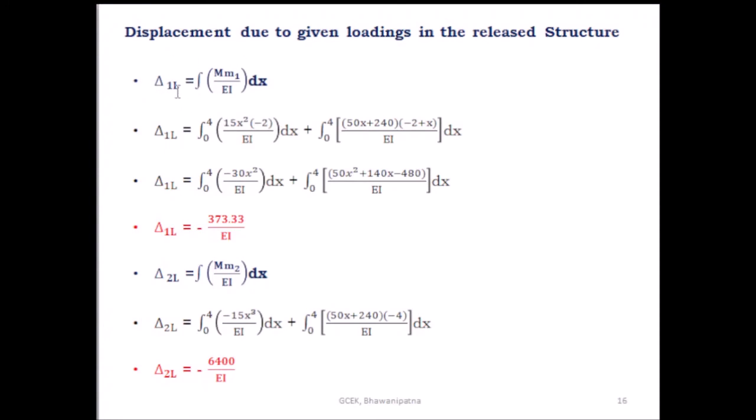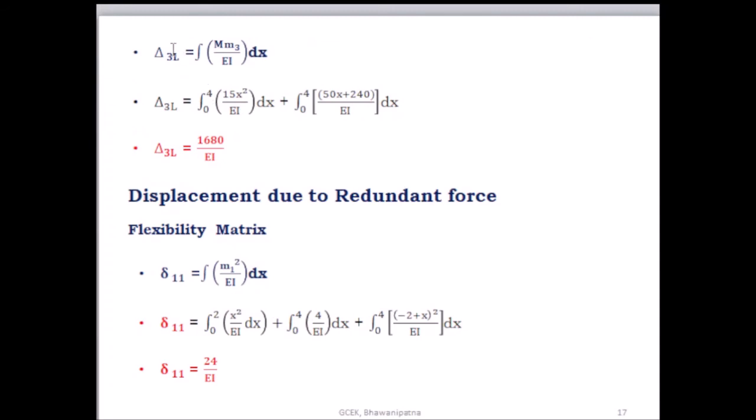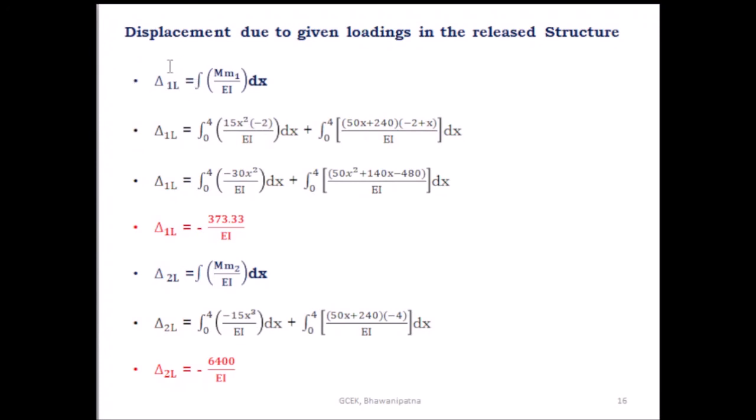So delta 1L, the formula is integration of capital M small m1 by EI into dx. This is the formula to find out the displacement in coordinate direction 1 due to the external loading. The displacement in coordinate 2 due to the external loading, that you can find out, is the integration of capital M small m2 by EI into dx. Similarly, the displacement in coordinate 3 due to the external loading is the integration of capital M small m3 by EI into dx. This is the formula to get the displacement due to the external loading.